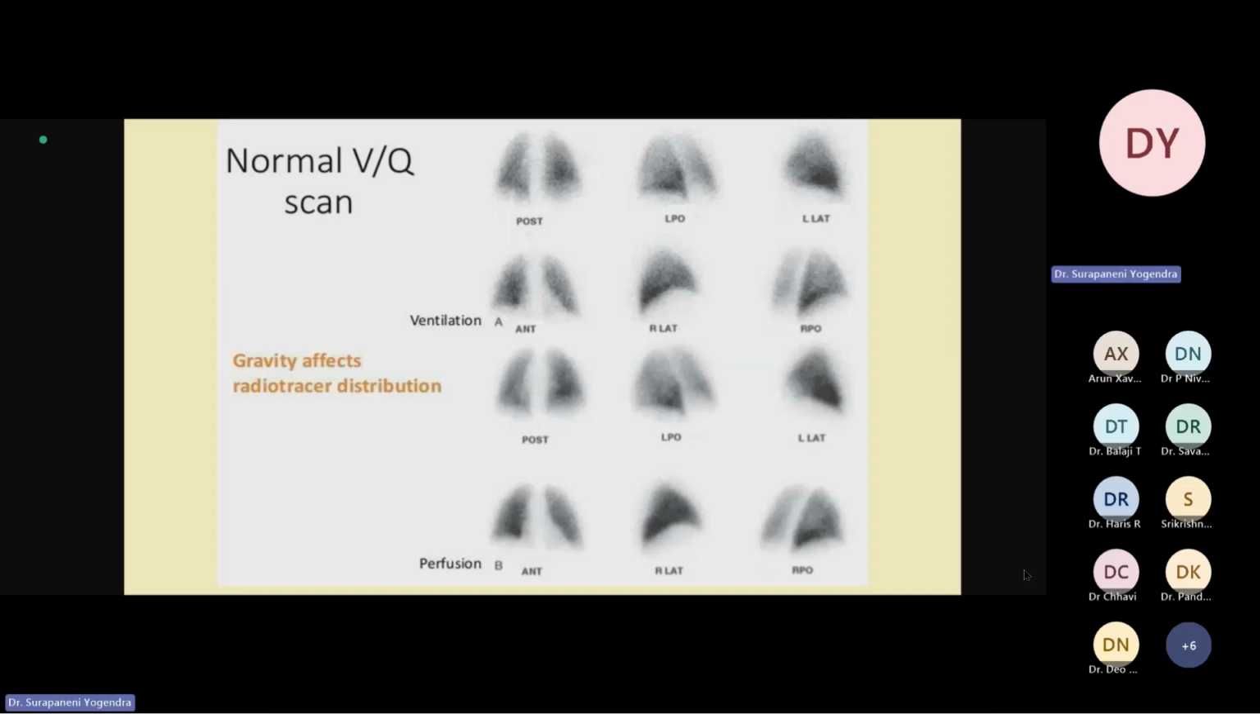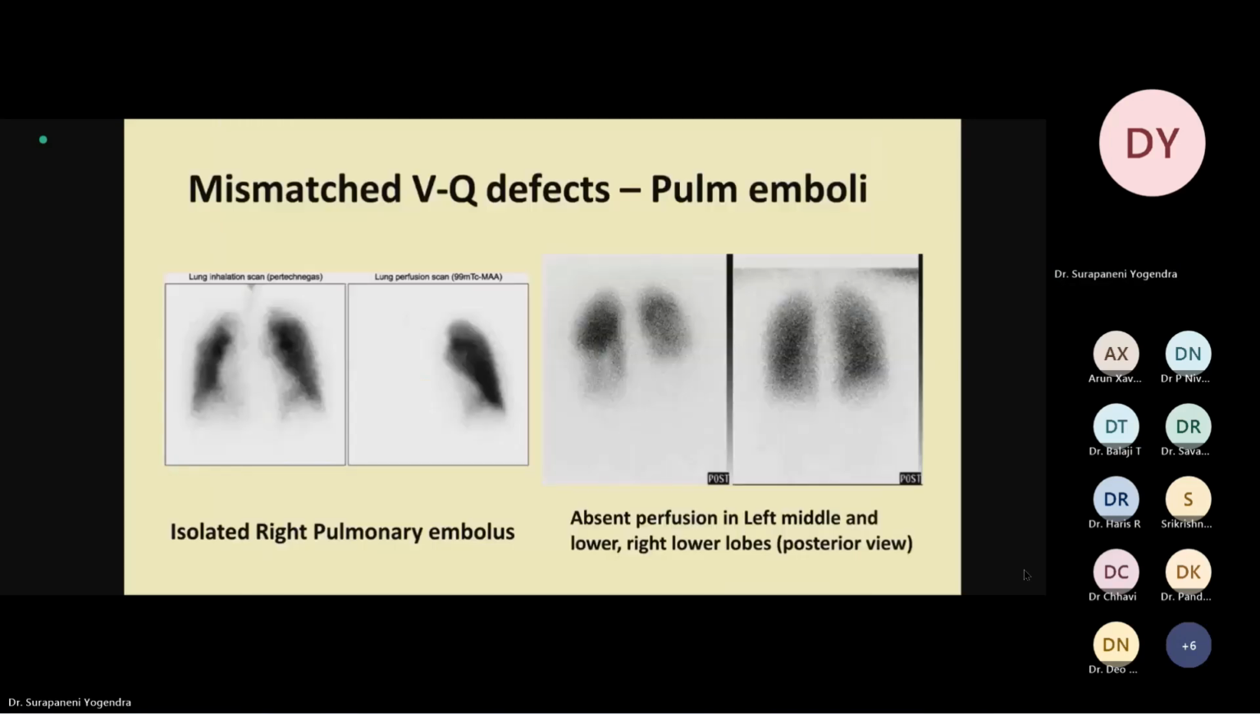Yes. This is a normal VQ scan. The upper images show ventilation. The 2 rows of images show the ventilation and perfusion. So there is no VQ mismatch comparing both the images. The next slide shows mismatched VQ defects.